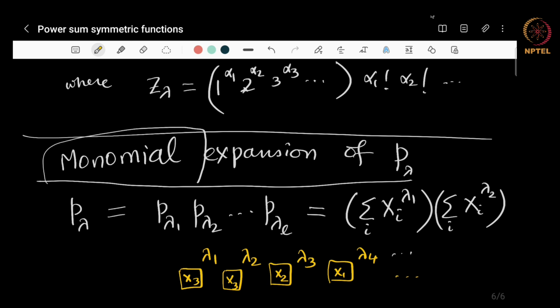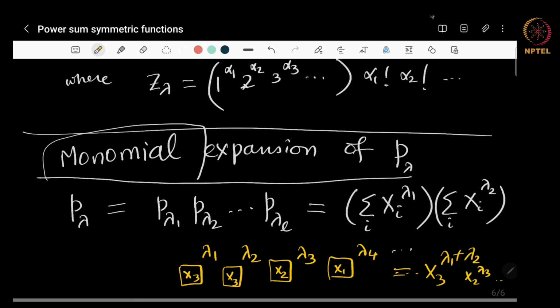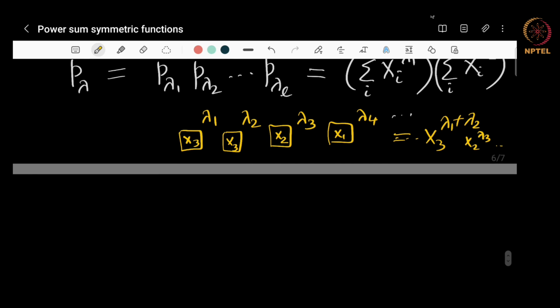Now, depending on what I put here, the total power will become different. For example, in the one I just wrote out, x3 is in the first two boxes. This is x3 power lambda 1 plus lambda 2. Lambda 1 and 2 have gotten together. Then x2 power lambda 3, etc. So what this argument proves, as you can convince yourself, is the following.